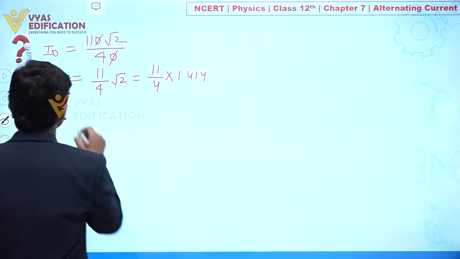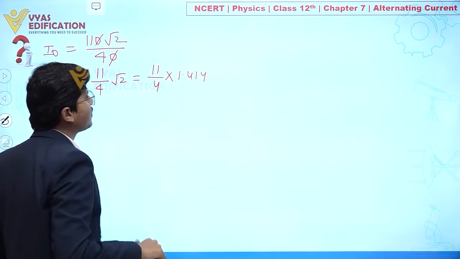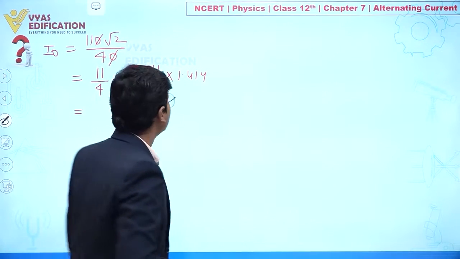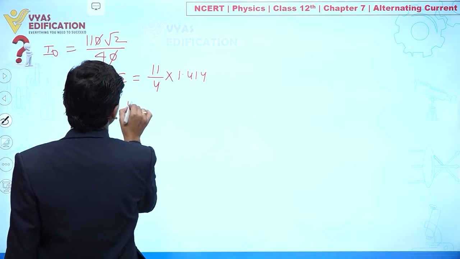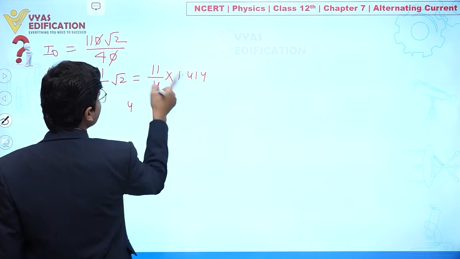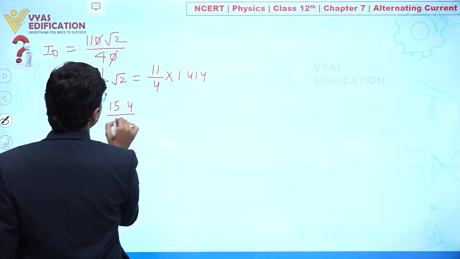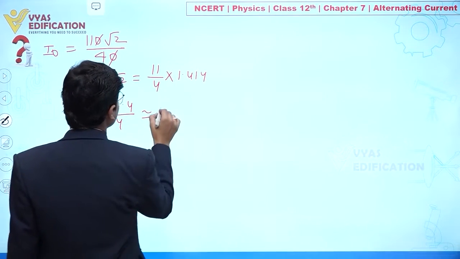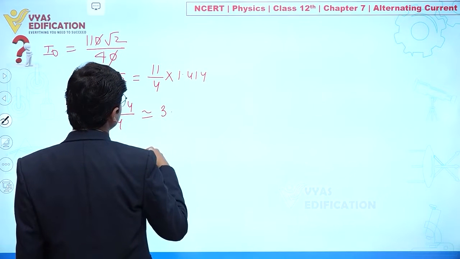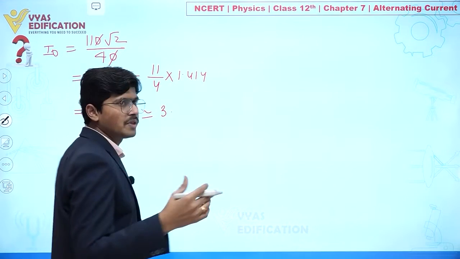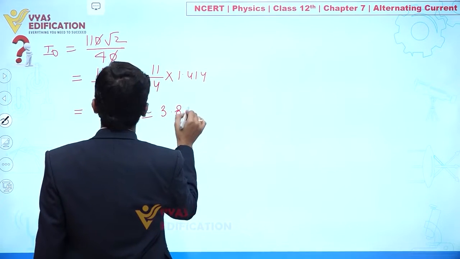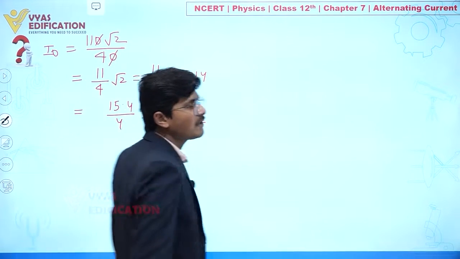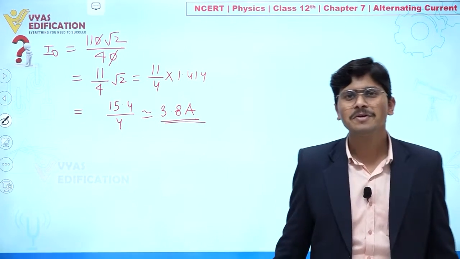So from here we can write this as 11 by 4 into 1.414. Let's suppose this is 1.4 only. So we have 4 here, so 15.4 divided by 4. If you calculate it, you will find this is 3 point near about 8, so 3.8 ampere. So the maximum current that we are getting in this circuit is 3.8 ampere.